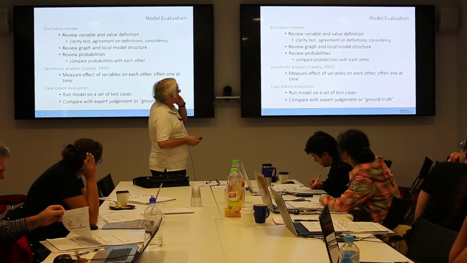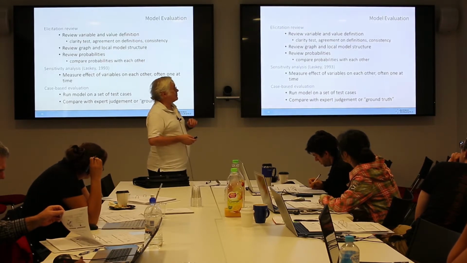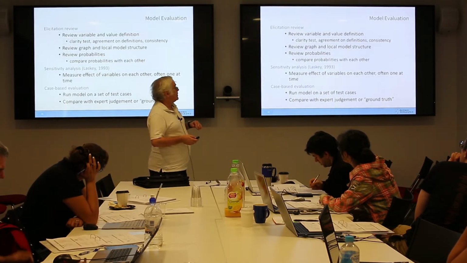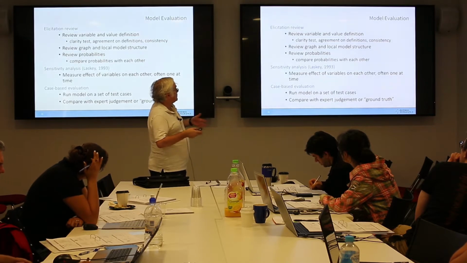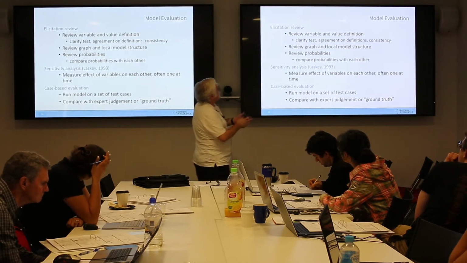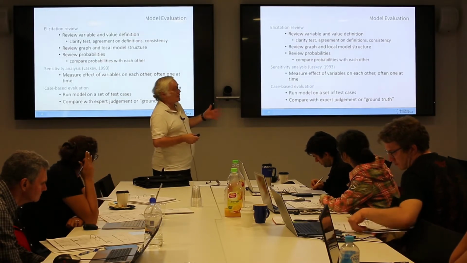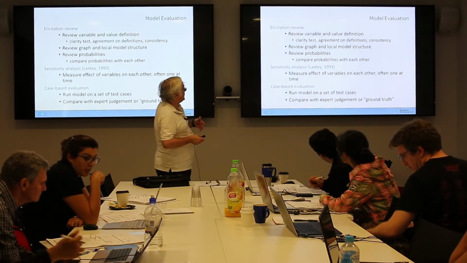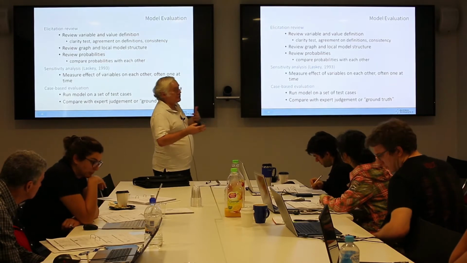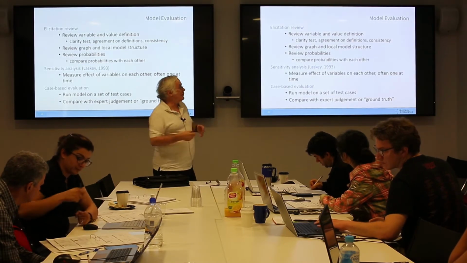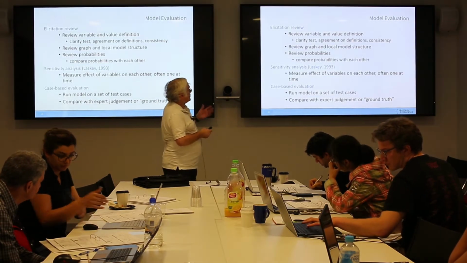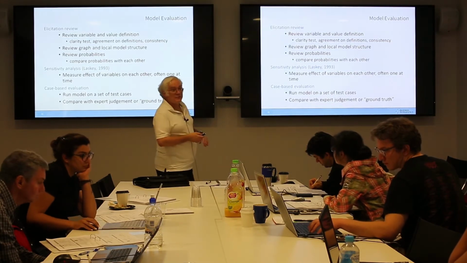Okay, so elicitation review, I think that means talking to experts, basically, right? Given any network and a panel of experts, you can ask them to assess the variables and whether the definitions provided make sense, whether the local structure between different subsets of variables makes sense, and you can also look at probabilities under different circumstances.